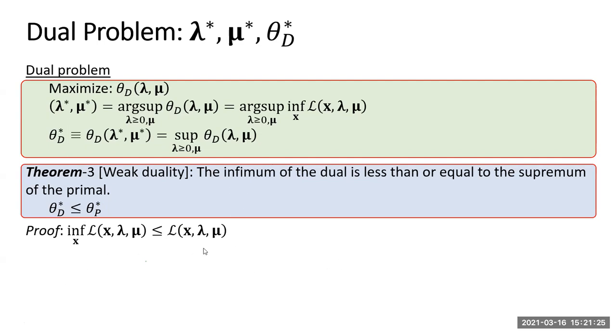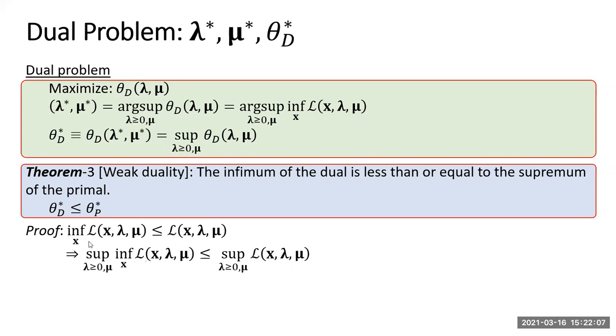We first begin with this. We take the Lagrangian. The infimum with respect to x of the Lagrangian is obviously less than or equal to the Lagrangian, because we're explicitly doing the minimization. Therefore, I put supremums on both sides. The supremum with respect to lambda and mu of this side is less than or equal to the supremum with respect to lambda mu of the same L of x, lambda, mu.